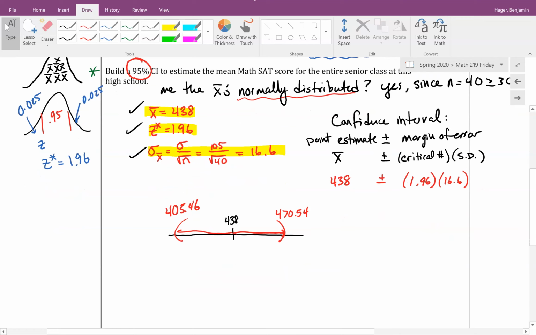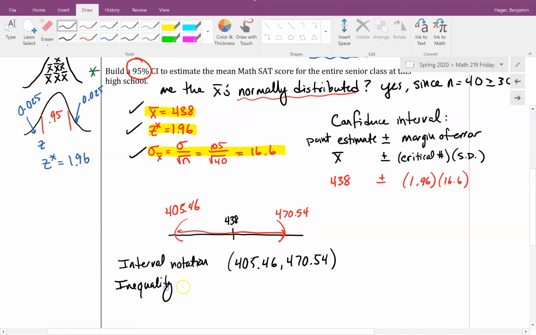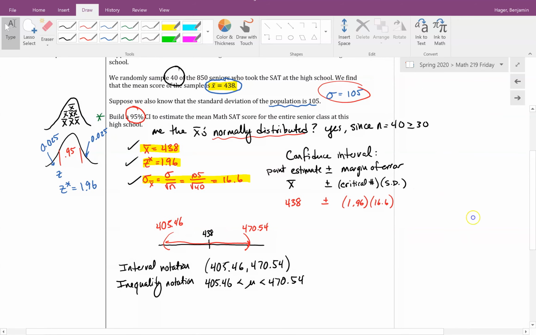So you see this written two ways. Sometimes this is written in interval notation, so they'd say 405.46 up to 470.54, or in inequality notation. The population mean is in between those two numbers. But the really important thing is that we can interpret them.